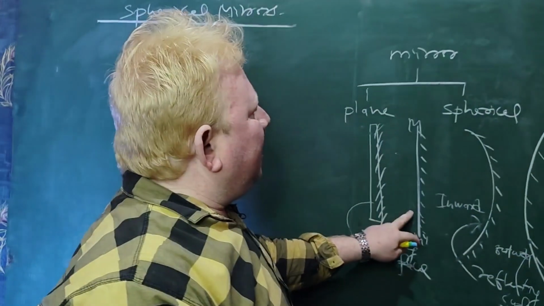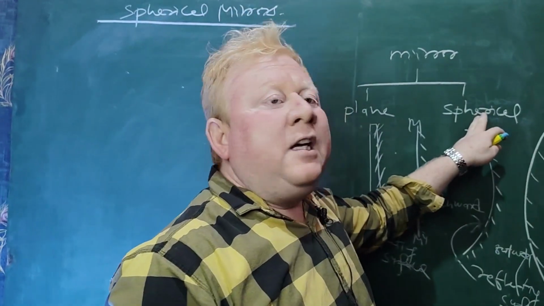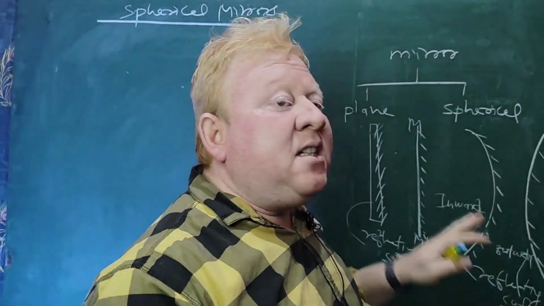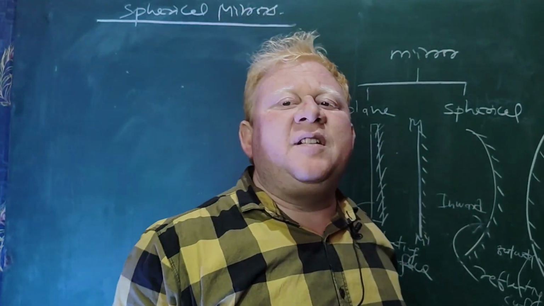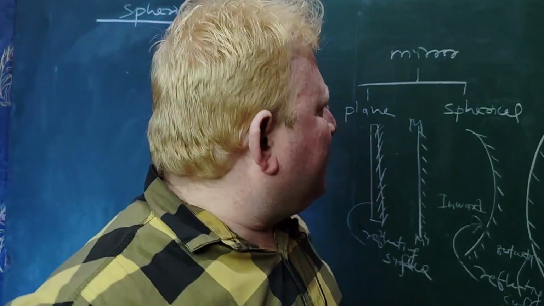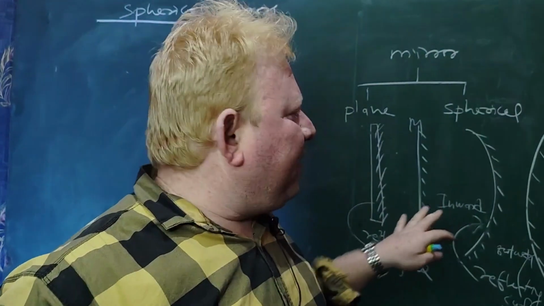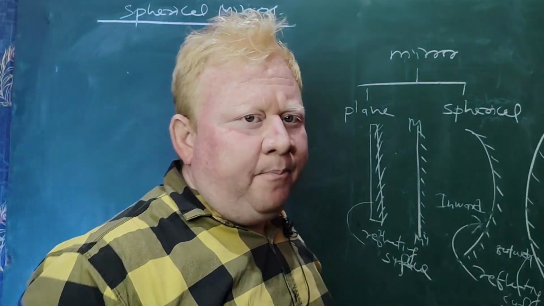So this is a plane mirror, this is a concave mirror, and this is a convex mirror, but these two come under spherical mirror. How to define spherical mirrors? Whose reflecting surface is curved. And plane mirror? Whose reflecting surface is plane. Plane mirror we have already discussed in detail. Now let us discuss concave mirror and convex mirror in detail.